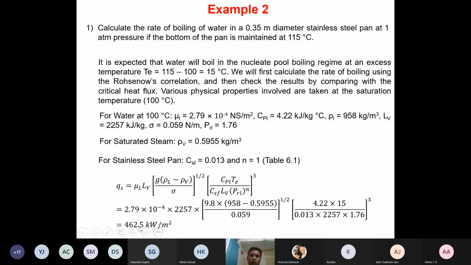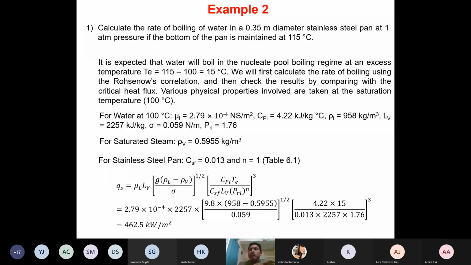So why is this coming in kilowatt? Because this LV we have used in kilojoule. This is 2257 I have directly multiplied. So therefore the value of QS I am going to get in kilowatt per meter square. Is it clear to everyone? Hello? Yes, sir.